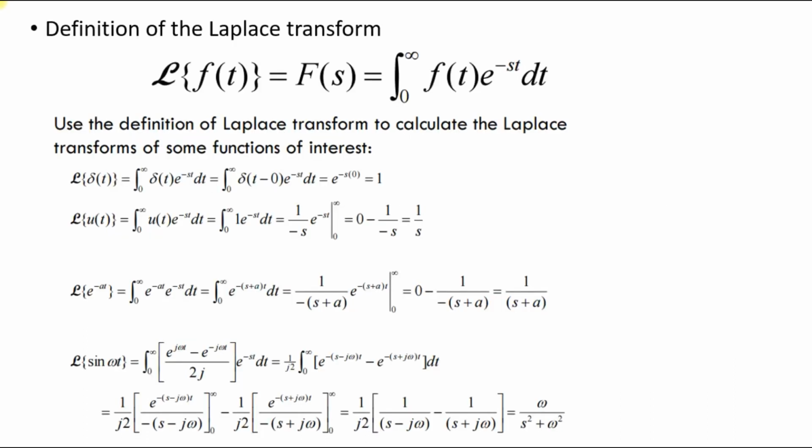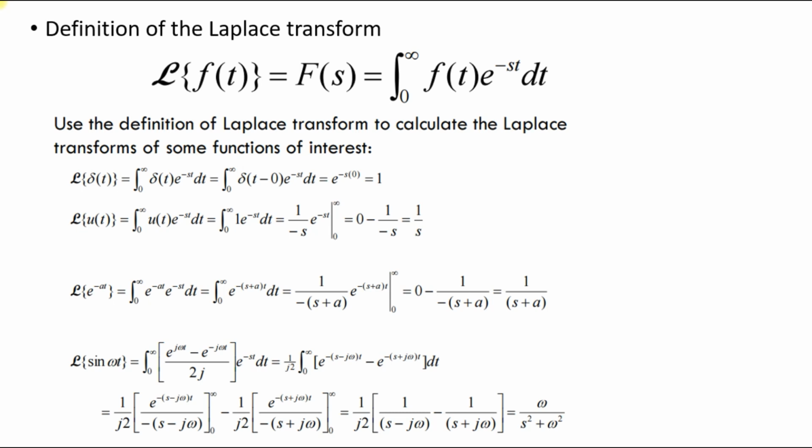Next, this is the definition of the Laplace transform. The Laplace transform of f of t is equal to F of s. The general formula is the integral from 0 to infinity of f of t into e power minus st into dt. This is the general formula for the Laplace transform. The integral from 0 to infinity represents the one-sided Laplace transform. If it is minus infinity to plus infinity, we go for the double-sided Laplace transform. But we are interested in the single-sided transform, so our limit is restricted to 0 to infinity.